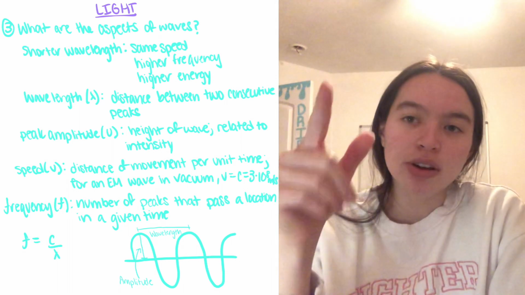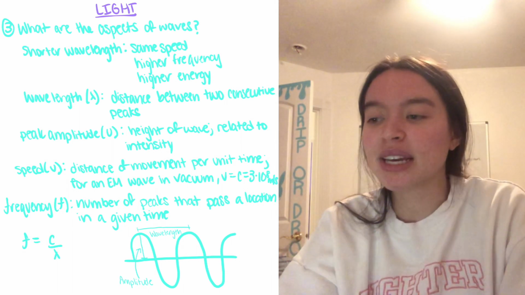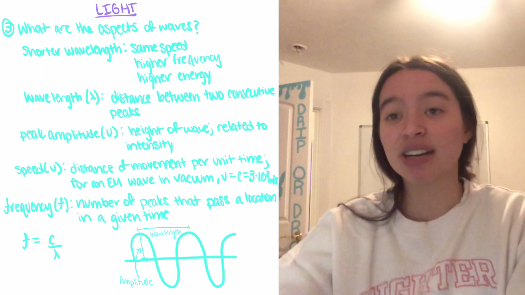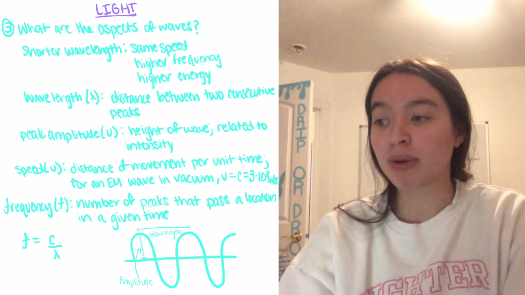Next question, what are the aspects of a wave? Wavelength is the distance between two consecutive peaks. Peak amplitude is the height of the wave, and that's related to intensity. Speed is the distance of movement per unit time.